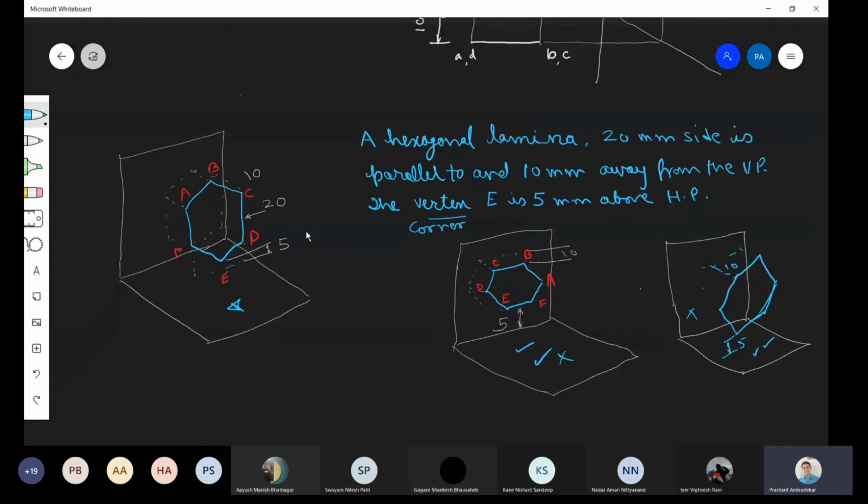So when I say the vertex E is 5 mm above HP, that is okay. And further I should add that two of its edges are perpendicular to HP. And then this is the exclusive answer for this question. This is not correct. This is not correct. Is it clear to all of you?